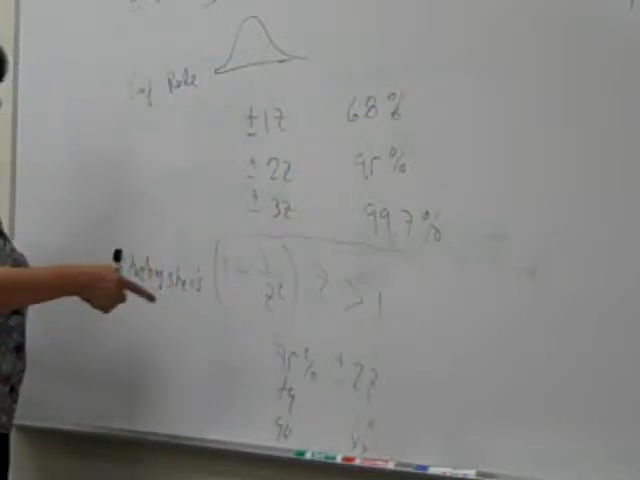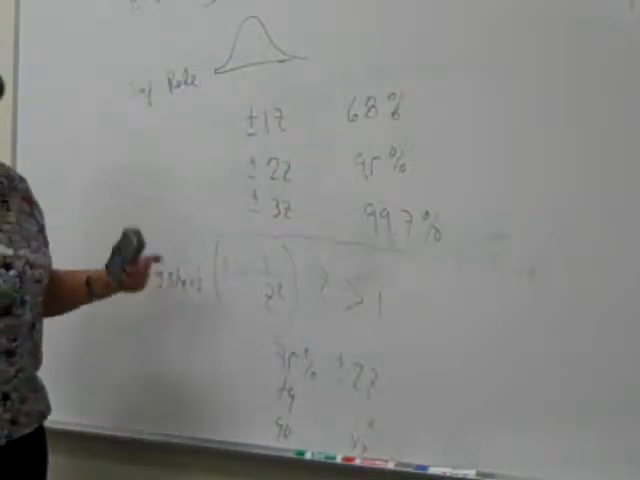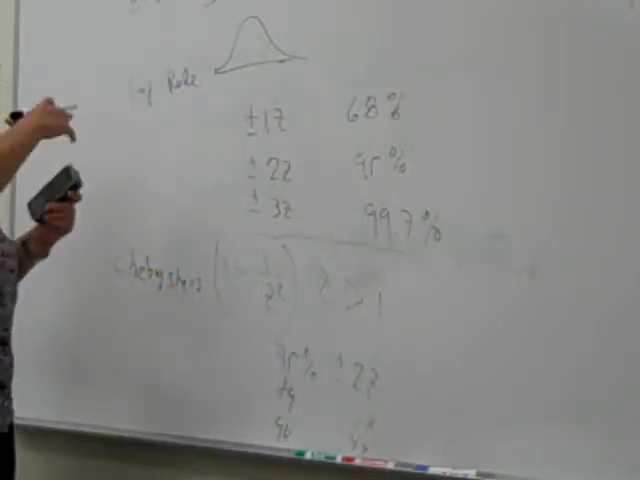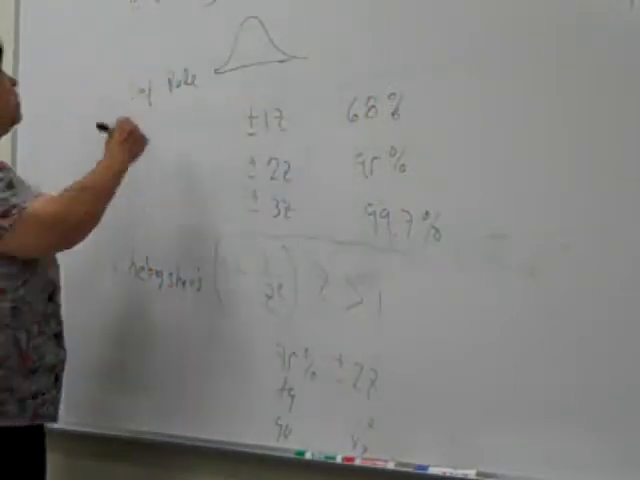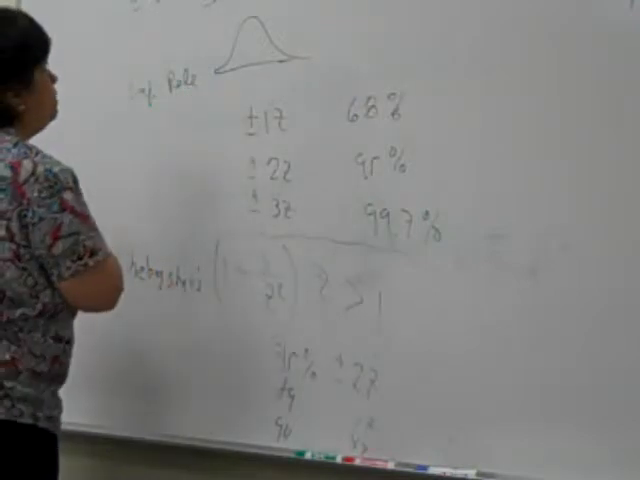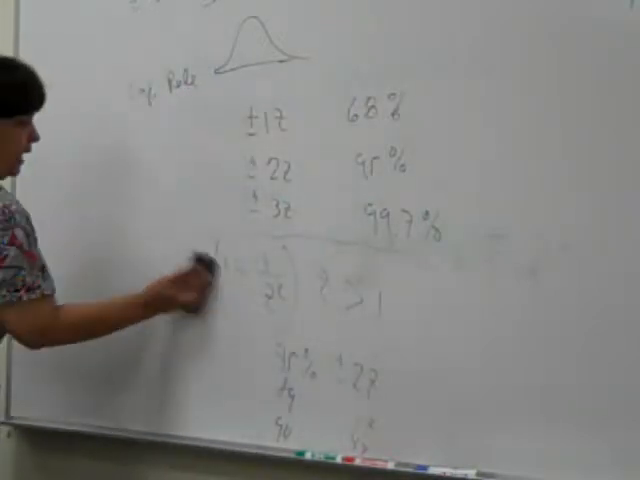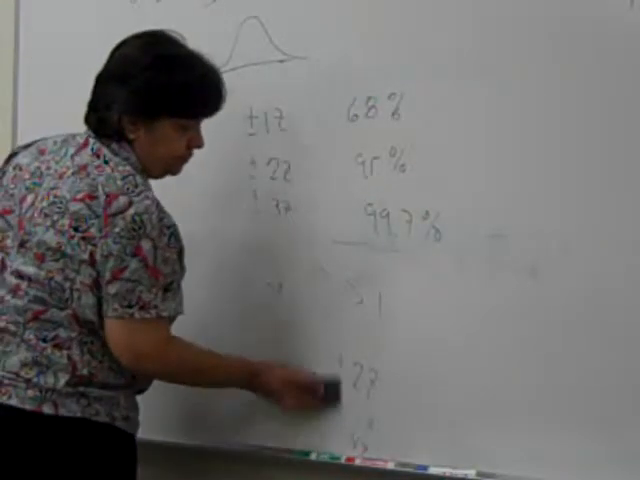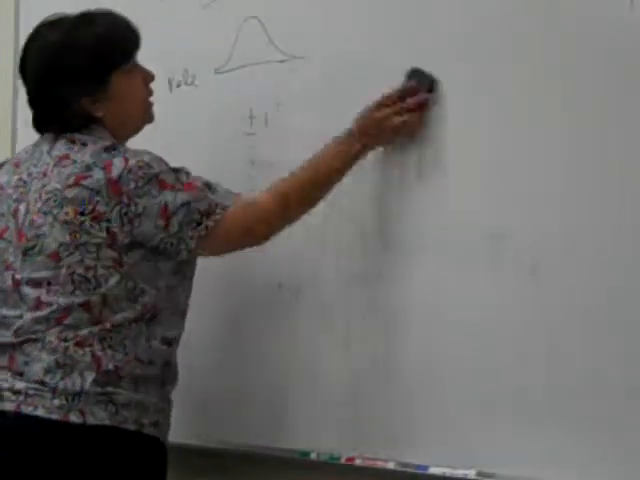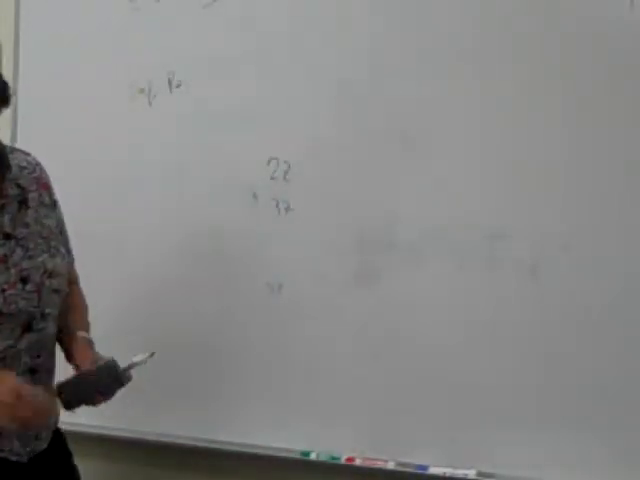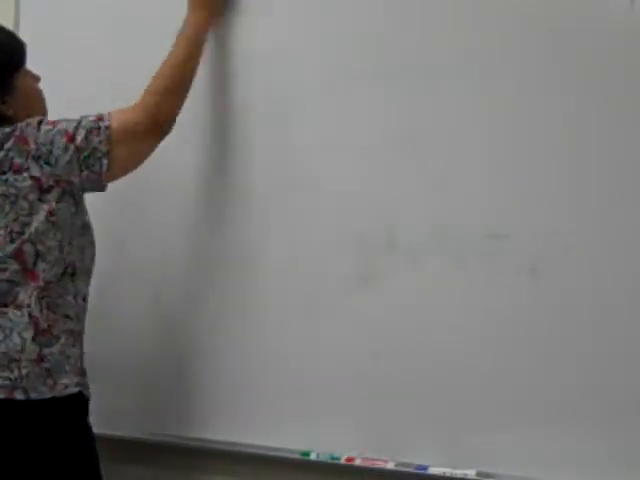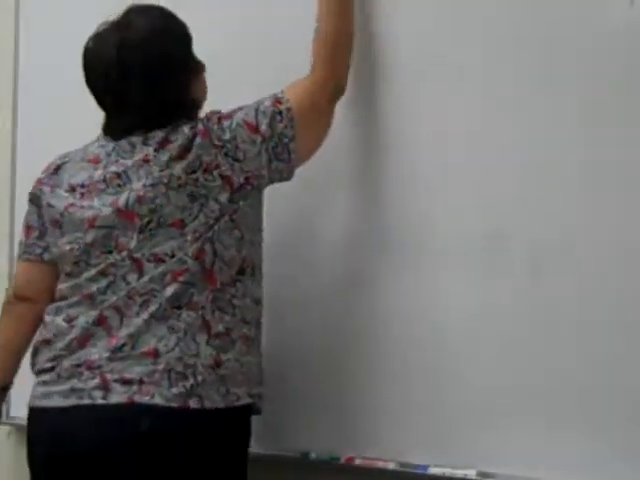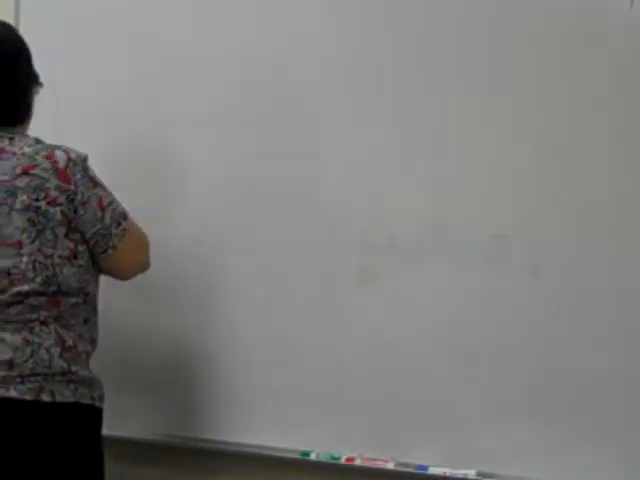Okay, and again, Chebyshev's theorem can be applied to any distribution. It really doesn't matter what the shape of the distribution is. The empirical rule is used for bell-shaped distributions. Okay, what else? We have relative positions numbers.